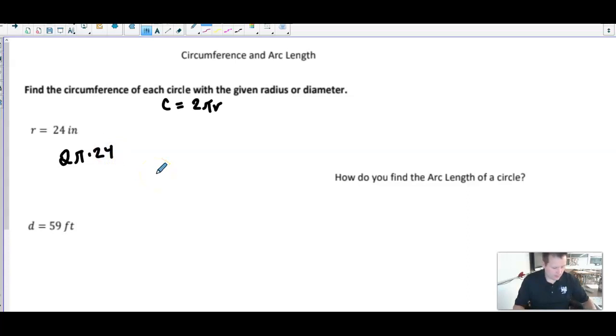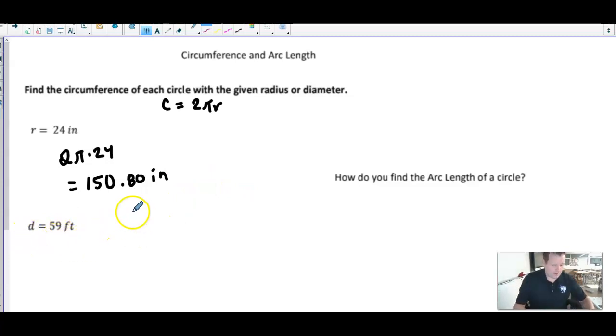And generally speaking, we want to make sure that we are rounding to 2 decimal places. For this one, it'd give me 150.80, and this would be in inches. So that would be my circumference. Again, that's the distance around the outside of the circle.